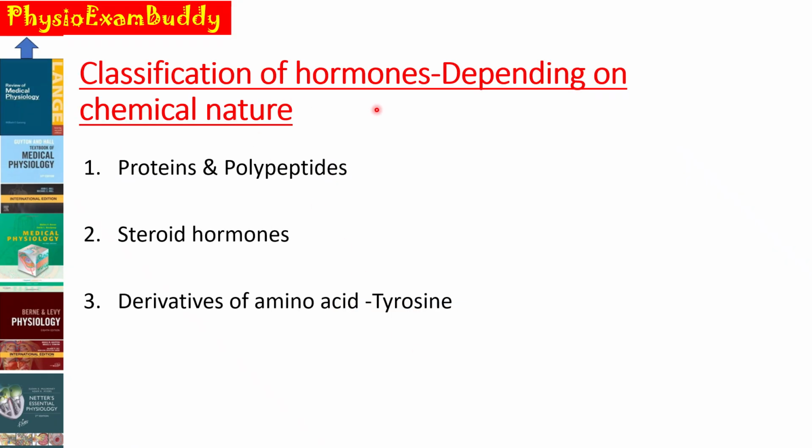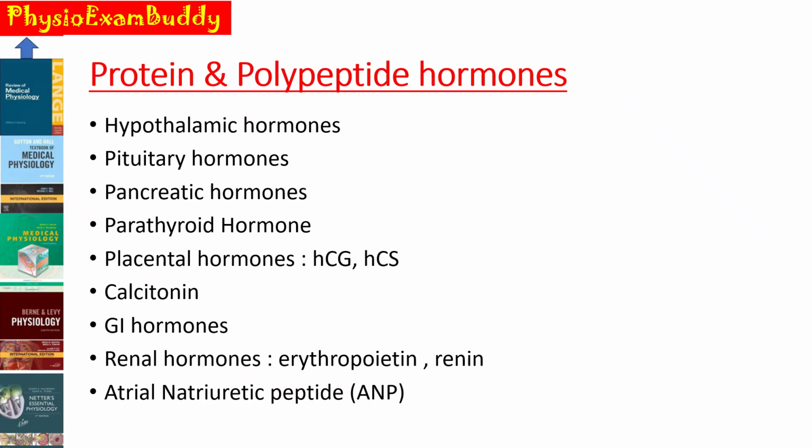First, about the classification of hormones. Depending upon the chemical nature, hormones are broadly classified into three. The first class includes proteins and polypeptides. The second one includes the steroid hormones. And the third one includes the derivatives of amino acid, basically tyrosine.